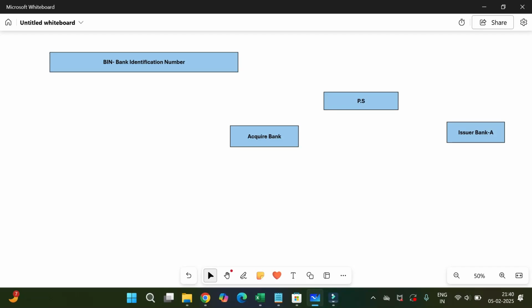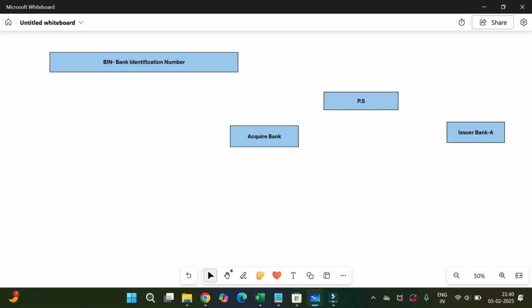In the series on credit cards, today we'll see what a BIN is, what the ISO fields are, and why they are required. So let's start. BIN stands for Bank Identification Number.